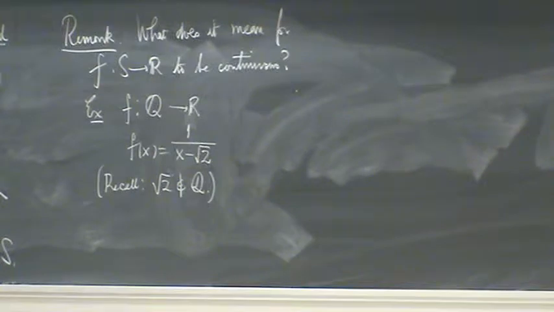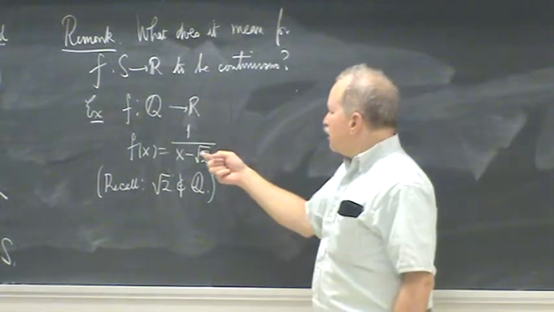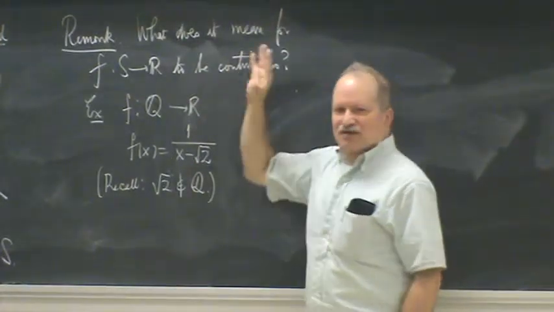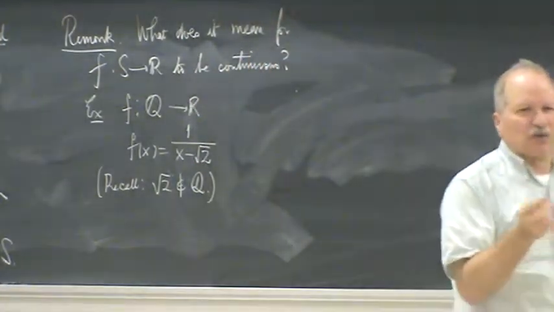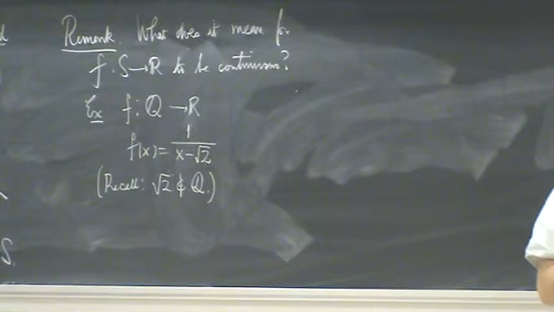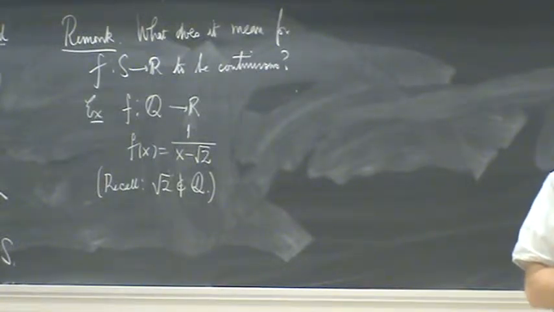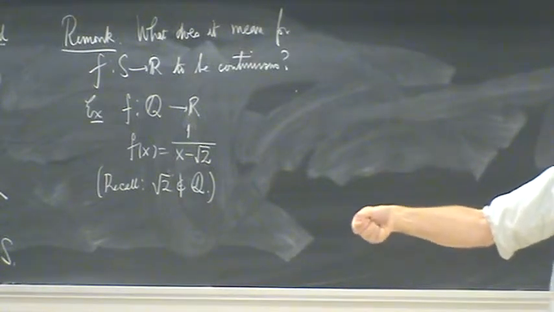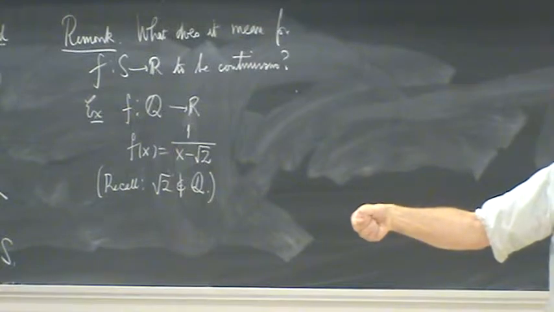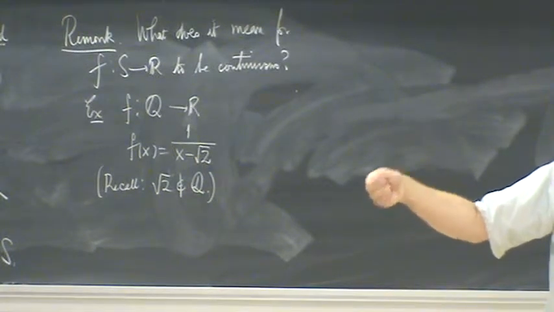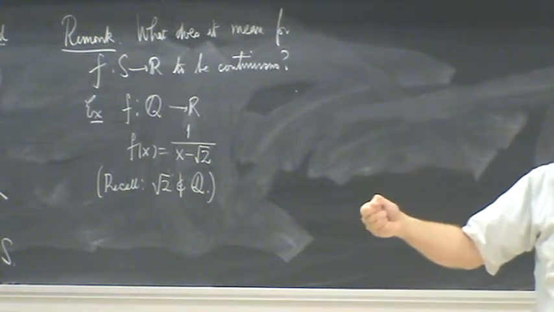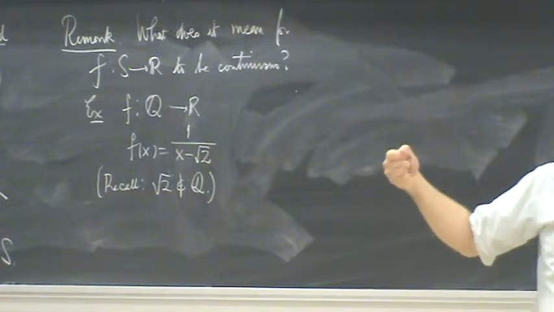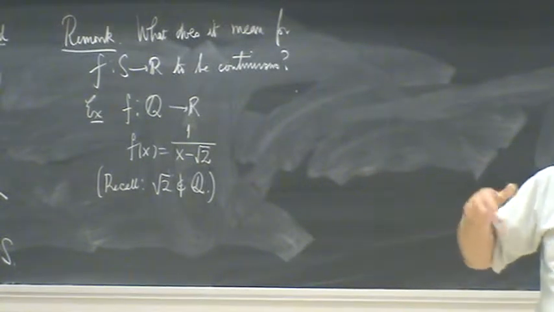Not a total joke. So, what should it mean to say a function's continuous? Go back to what we were talking about earlier this semester. Limit as x approaches a of f of x is f of a, which means that as the points x get closer to a, f of x gets closer to f of a. It's closer and closer and closer.